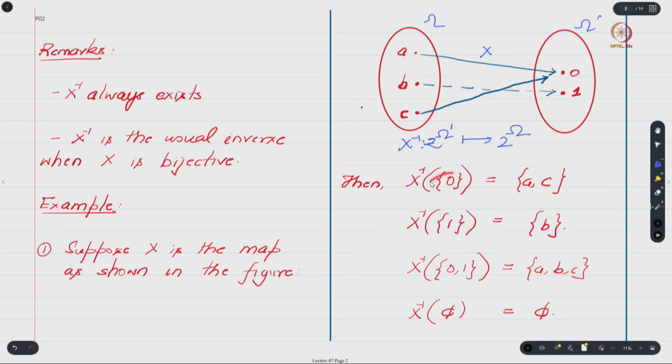And now I have to figure out what is the inverse of this set {0}. So how do I figure out this inverse of {0}? I come to this omega set, identify all those elements which map to 0, and that would be the inverse map of this singleton set {0}. Similarly, the inverse map of the singleton {1} would be all those elements in omega which map to 1. So this is this set, and in that spirit you can see that the inverse map of this set {0, 1} is basically {a, b, c}, and similarly the inverse of the empty set is empty. So in that sense you can see that your inverse map is defined even though this original function X is many to 1.